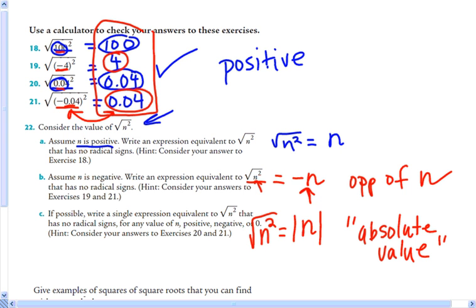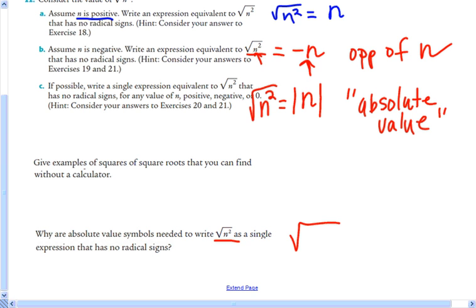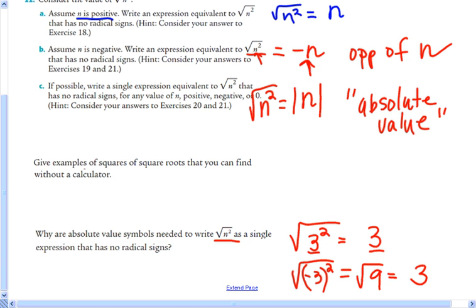All right. So let's talk about this here. Why are absolute values needed to write the square root of n squared as a single expression that has no radical sign? Because if n is positive like this, then the square root of 3 squared is the same exact number as the base there. But if we have a negative like this, then when we do the negative 3 squared, we get positive 9. So that's actually the same as this, which is positive 3. And notice that my original number was negative, but when I simplify it, I get a positive. So we use the absolute value of n, so we don't have to worry about whether n is negative or positive.